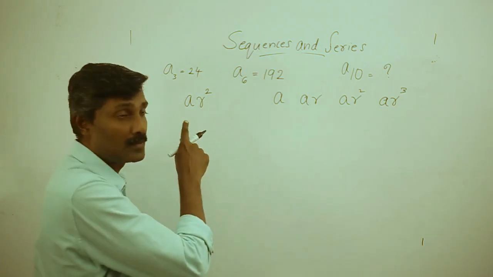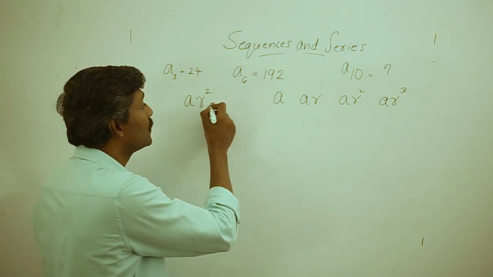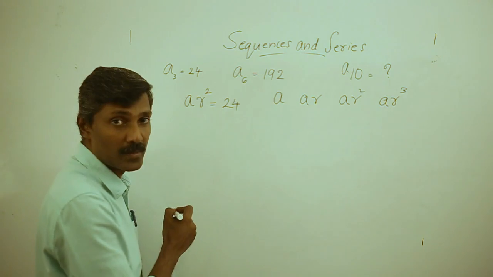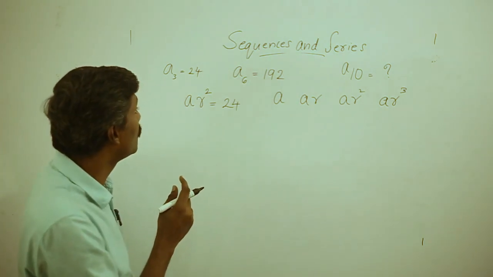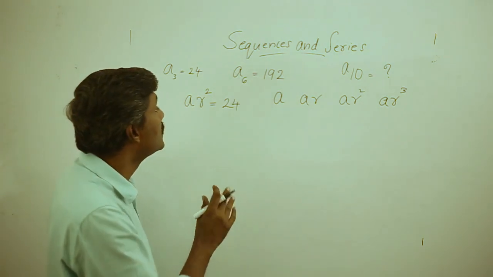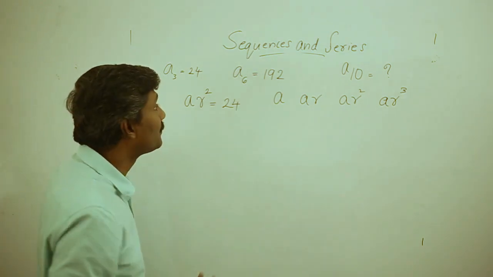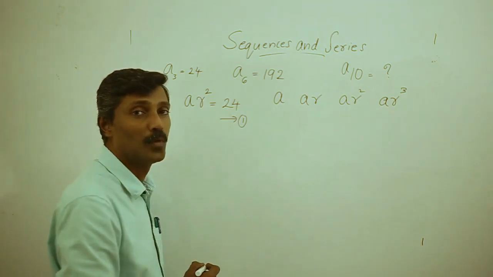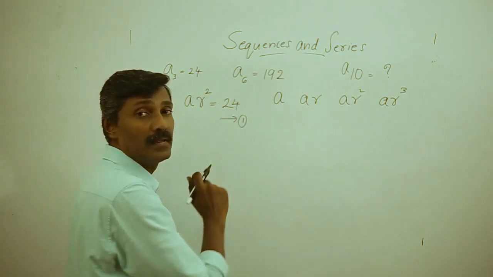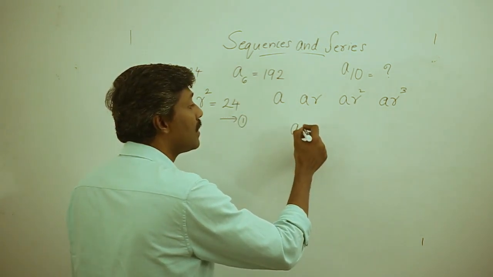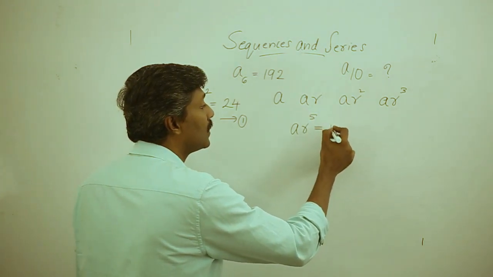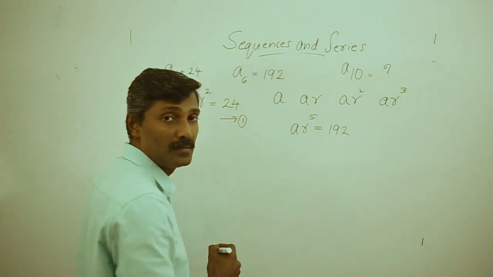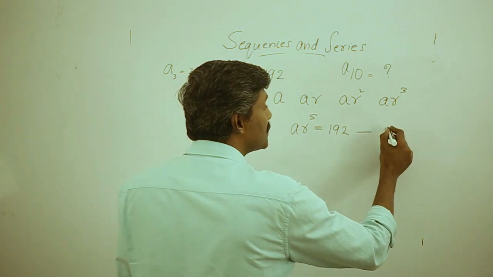Clear? Hope the pattern is clear to you. So what is the third term? It is ar square, which is equal to 24. That is already given. Now, we don't know the value of a or r, so let that be equation 1. Now let's write a6. What is a6? It is ar raised to 5, which is 192. So that is equation 2.